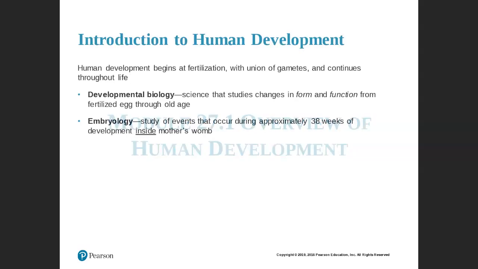Okay, human development. We're talking about all those factors that involve pregnancy and development. Developmental biology refers to the science that studies changes in form and function from a fertilized egg all the way through to old age. It's basically our existence here on planet Earth. Embryology specifically is a study of all those events that occur during approximately a 38-week period of gestation, or that period of development inside the mother's womb. Gestation is basically from the last menstrual period to delivery, okay? So that's what we refer to as embryology, okay?